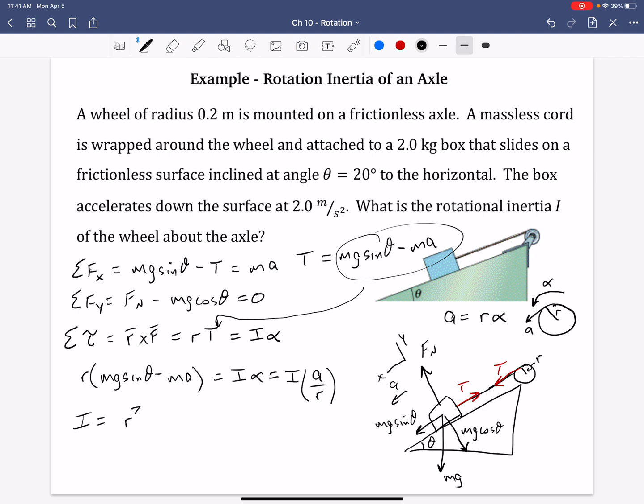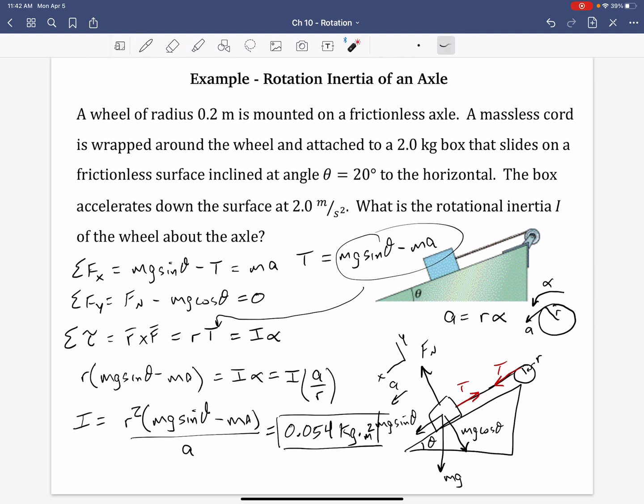So we get r squared times what's in the parentheses, mg sine theta minus ma, divided by a. And we know everything in this expression now. Since I don't have room on this page, I'll let you plug in the numbers, but you should get a value of 0.054, and the SI units for I are always kilograms meters squared. And there we go.